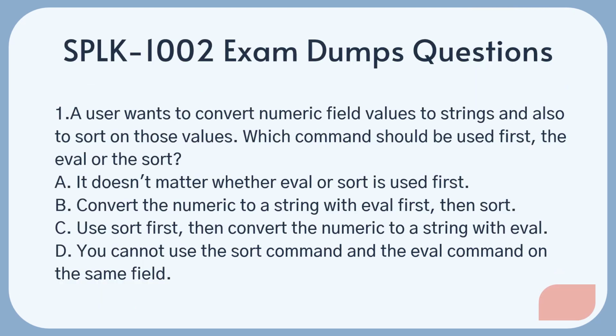1. A user wants to convert numeric field values to strings and also to sort on those values. Which command should be used first, the eval or the sort? A. It doesn't matter whether eval or sort is used first. B. Convert the numeric to a string with eval first, then sort. C. Use sort first, then convert the numeric to a string with eval. D. You cannot use the sort command and the eval command on the same field.